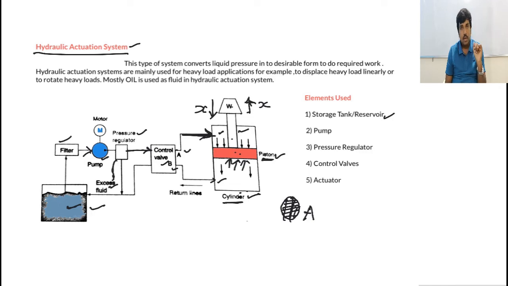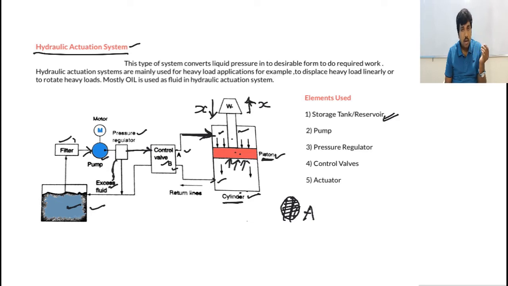Now let me quickly revise. What are all the elements we used here? Obviously, if you want to use liquid pressure energy, the first thing you need is the liquid. So that's what I have mentioned here. The first element should be the storage tank or reservoir where some fluid is available. And the second one is obviously the filter, which is required if the liquid is not clean or if you have any dirt particles.